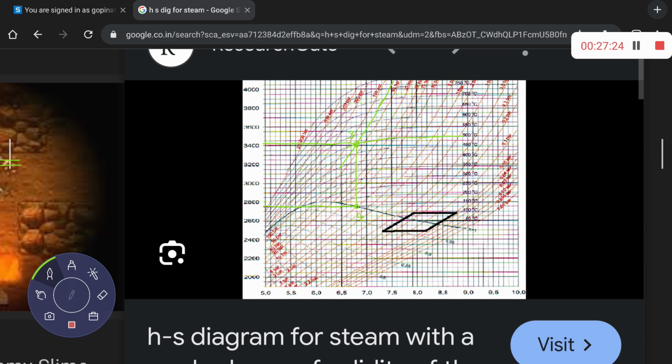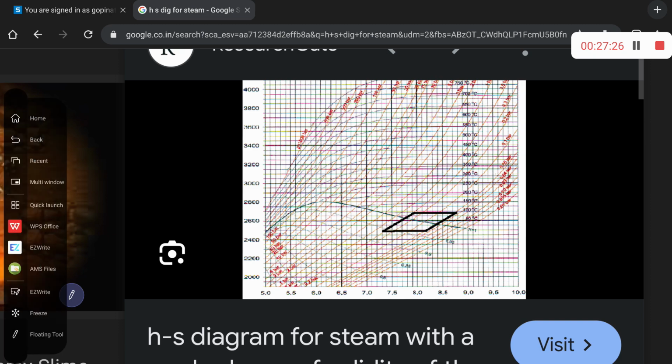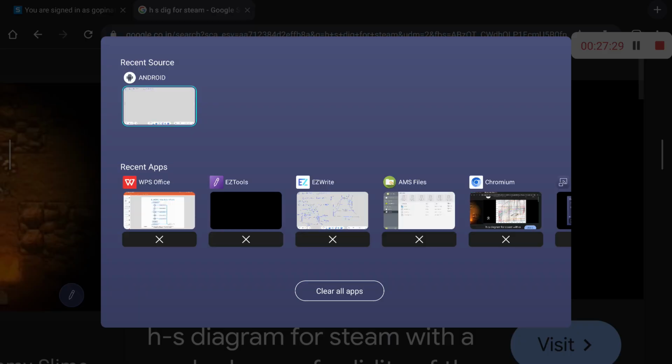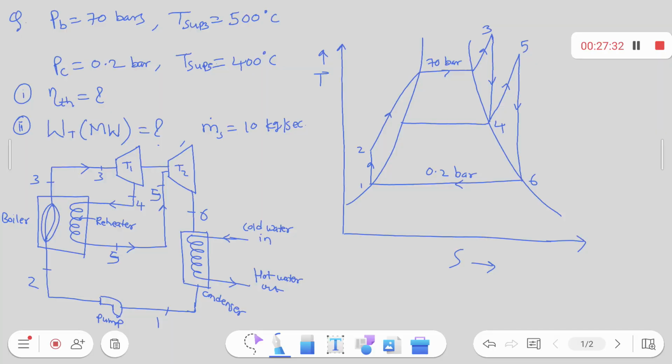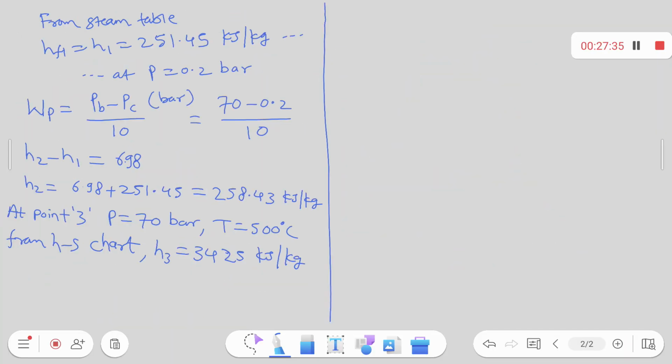Okay, so how much value will I get? 2750. So I will get 2750. So from the HS chart, H4 is how much? 2750 kilojoule per kg. Isentropic process and saturated vapor line. Right?